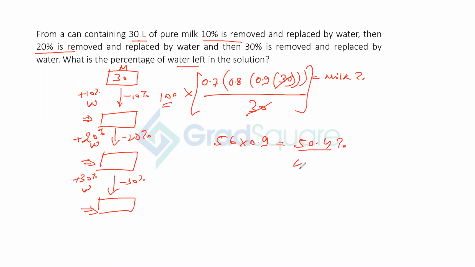So water will be 49.6%. Remember, do not mark 50.4 as the answer because what they've asked you is the percentage of water left in the solution. Percentage of water left in the solution will be 49.6.